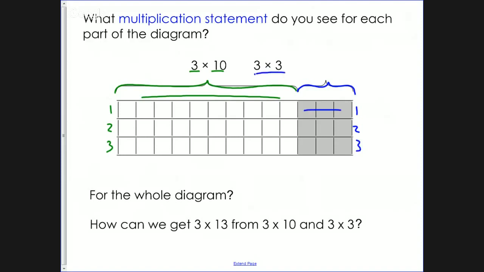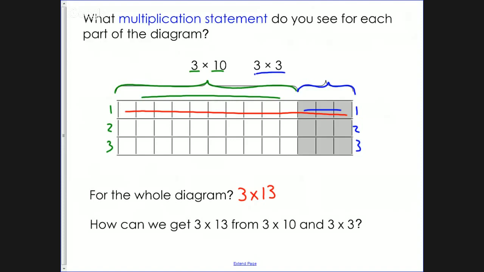by 3 times 3. So for the whole diagram, we can actually view it as 3 rows of 13, because there are 10 here and 3 over here, and 10 plus 3 is 13. So we have 3 times 13, or 3 groups of 13, or 3 rows with 13 in each. And it says, how can we get 3 times 13 from 3 times 10 and 3 times 3?